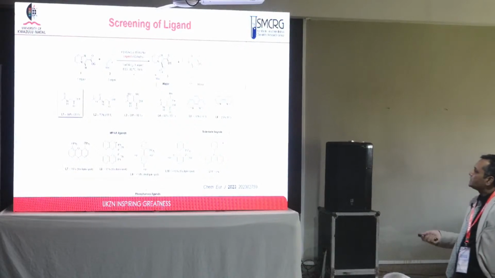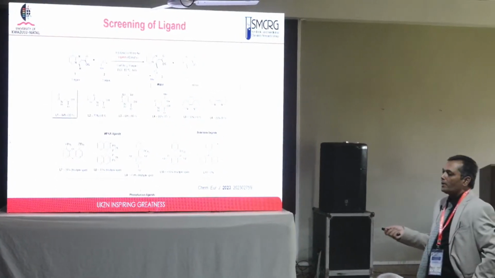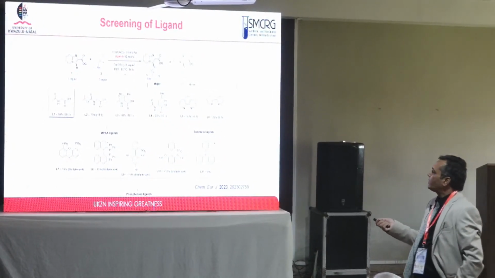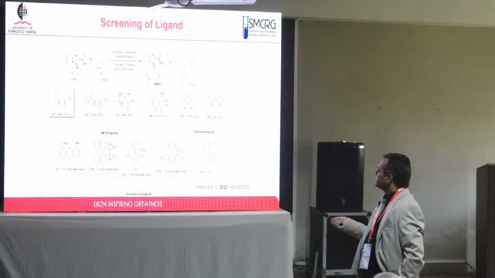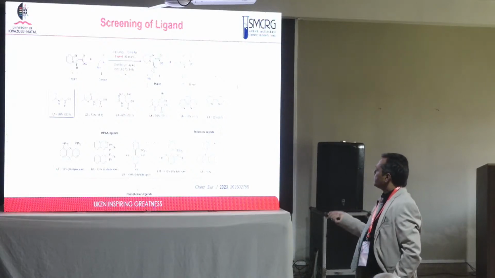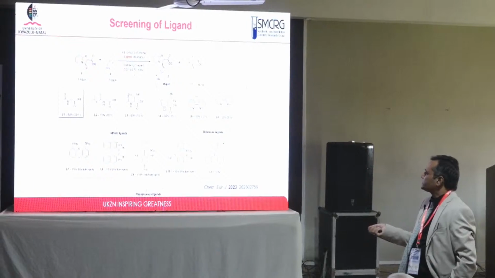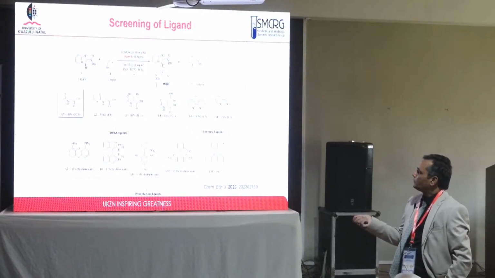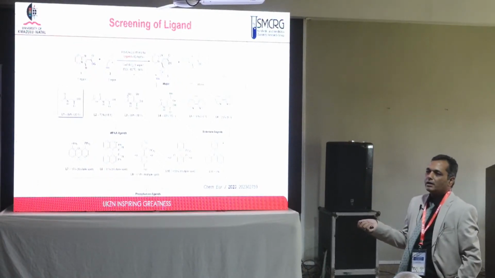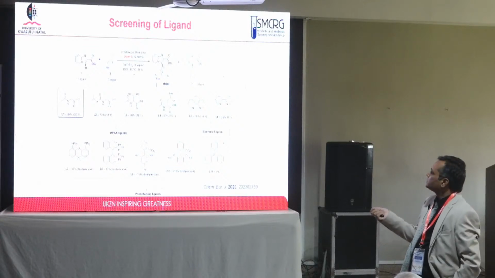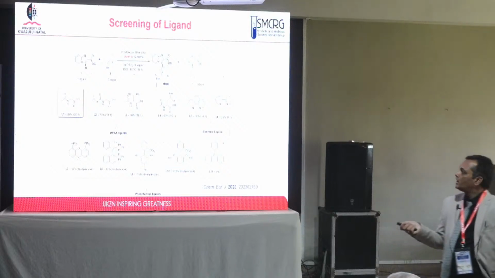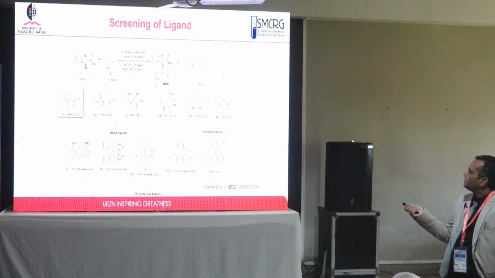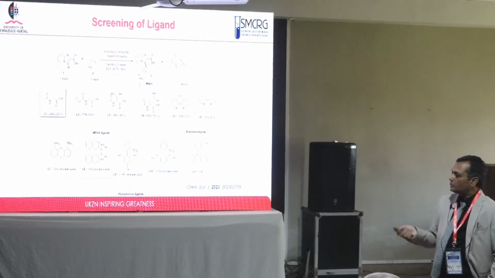We took different ligand screenings. So we took different protected amino acids, acetyl protected amino acids, and we also took some bidentate ligands and the phosphorus ligands. The best results we got were with N-acetylglycine. That is the best ligand result that we got. And in the case of styrene, we got the branched chain as the major product.